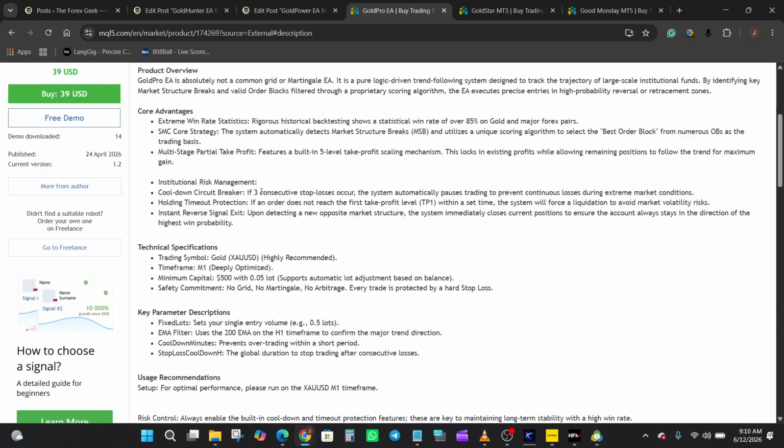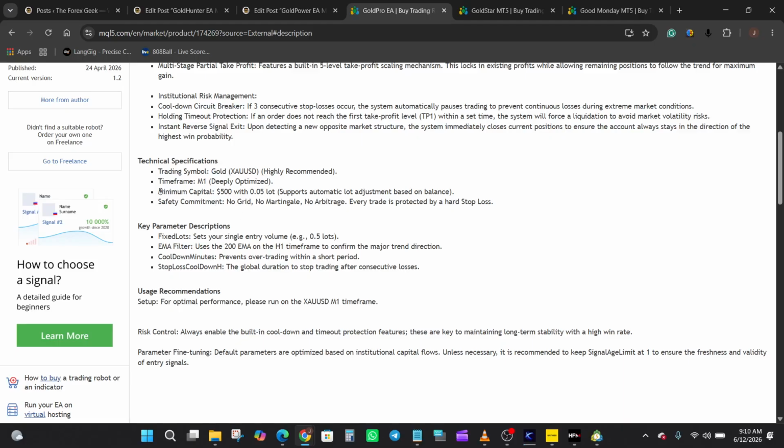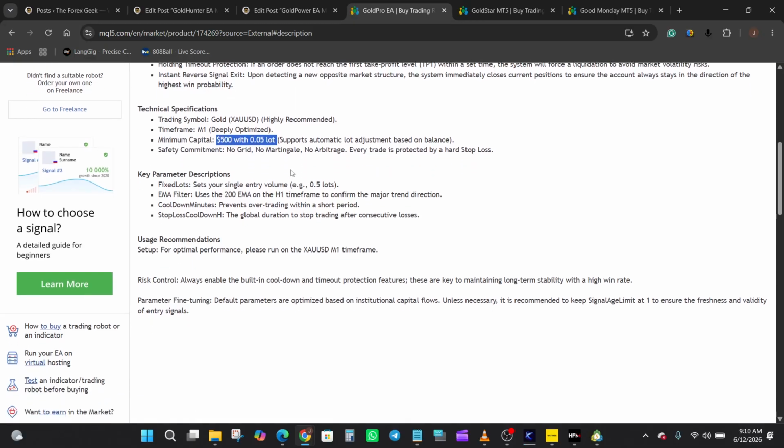All right, so looking at the technical specifications, GoldPro EA is highly recommended for XAUUSD and is optimized for the M1 time frame. The developer states that a minimum capital of $500 can be used with a 0.05 lot size, and the system supports automatic lot adjustment based on account balance. The description also clearly states that every trade is protected by a hard stop loss, and that the EA does not use grid, martingale, or arbitrage techniques.